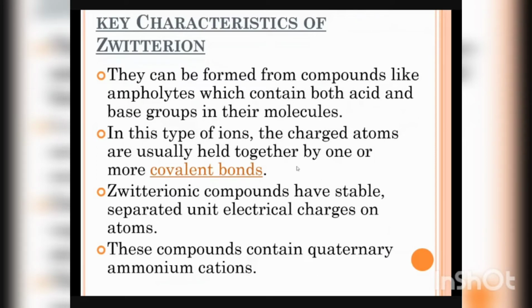Key characteristics of Zwitter ion. They can be formed from compounds like ampholytes. Ampholytes are those compounds which contain both acid and base groups in their molecule. In this type of ion, the charged atoms are usually held together by one or more covalent bonds. Zwitter ionic compounds have stable, separated unit electrical charges on atoms. These compounds contain quaternary ammonium cations.